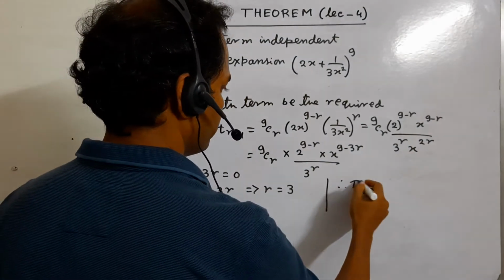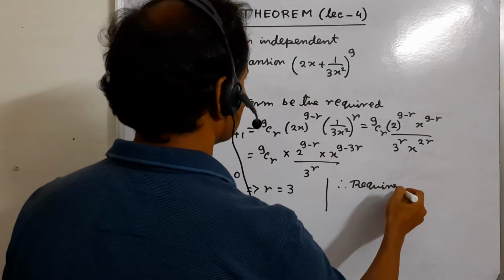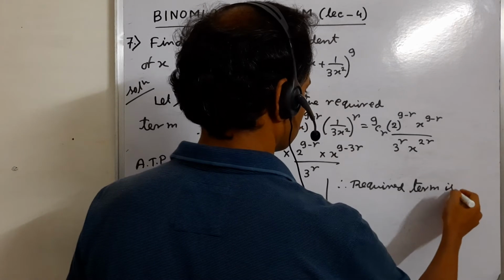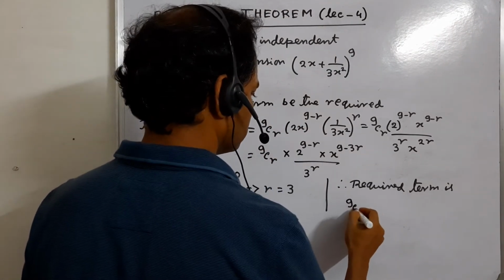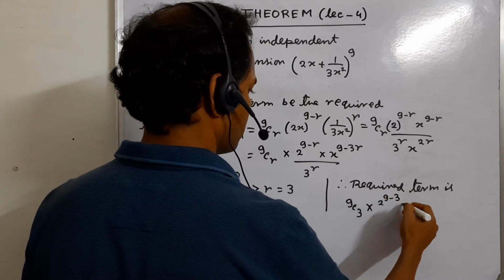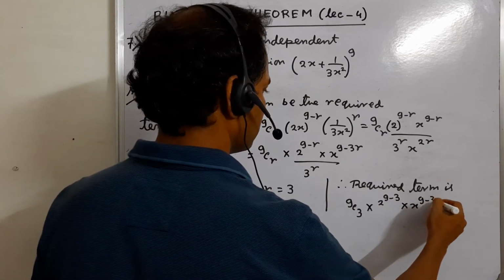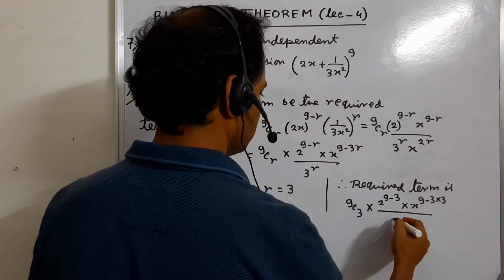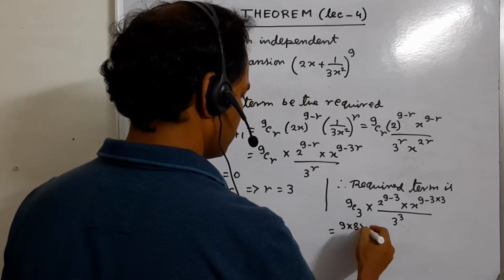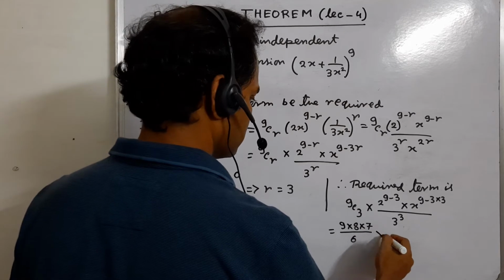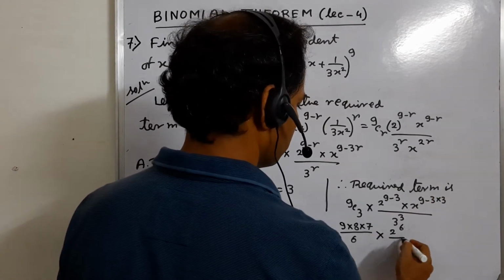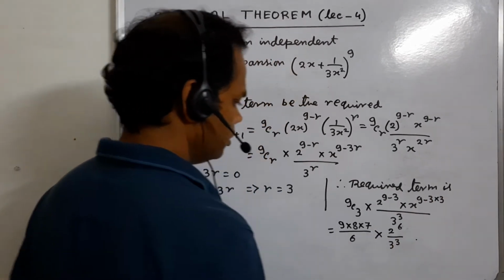Therefore, the required term is 9C3 into 2 to the power 9 minus 3 into x to the power 9 minus 3 into 3, by 3 to the power 3. 9C3 is 9 into 8 into 7 by 6, 2 to the power 9 minus 3 is 2 to the power 6, x to the power 0, by 3 to the power 3. This is our required answer.